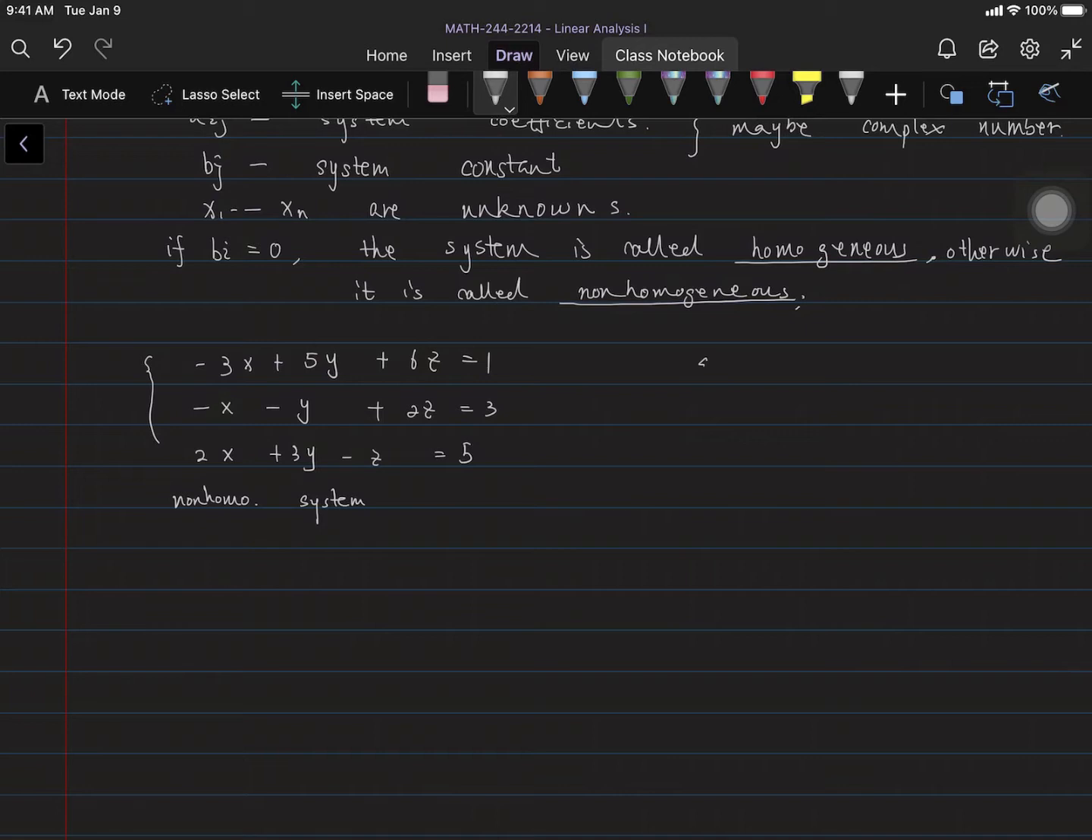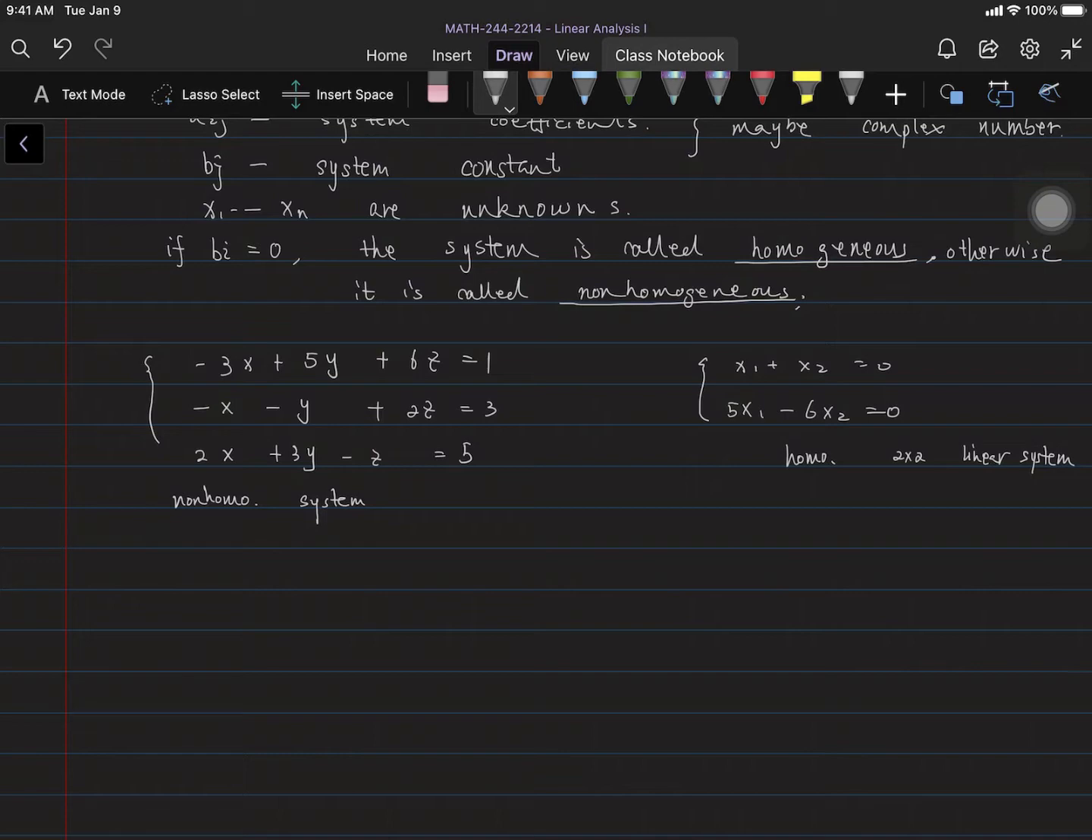Okay, let's take a look at this one. x1 plus x2 equals 0, 5x1 minus 6x2 equals 0. So this is a homogeneous system, 2 by 2 linear system. Okay, so this is the first definition. In the next section, we can use matrices to solve those kinds of systems.